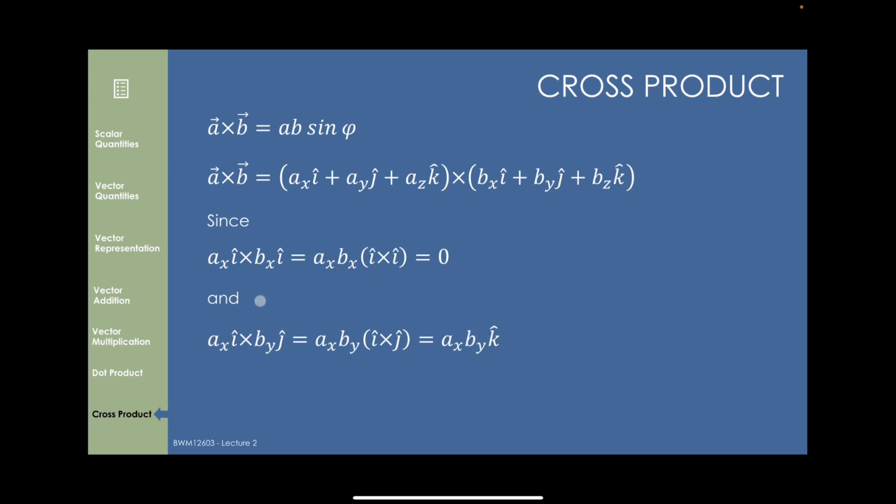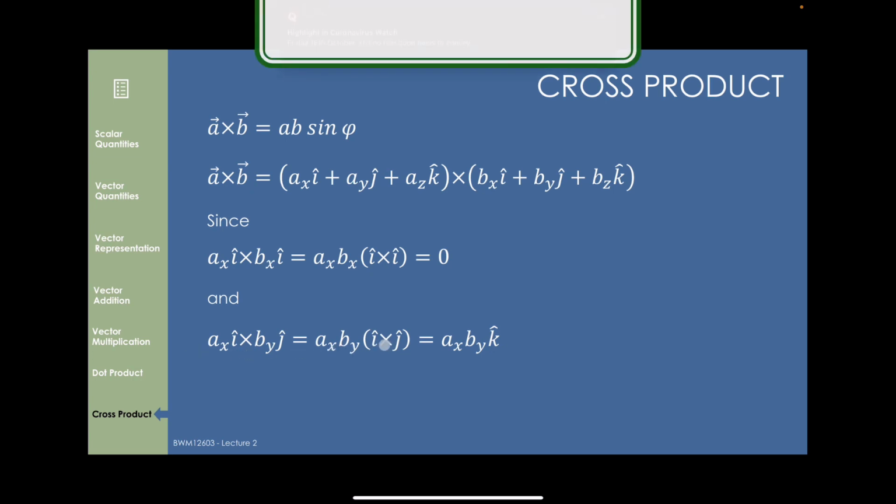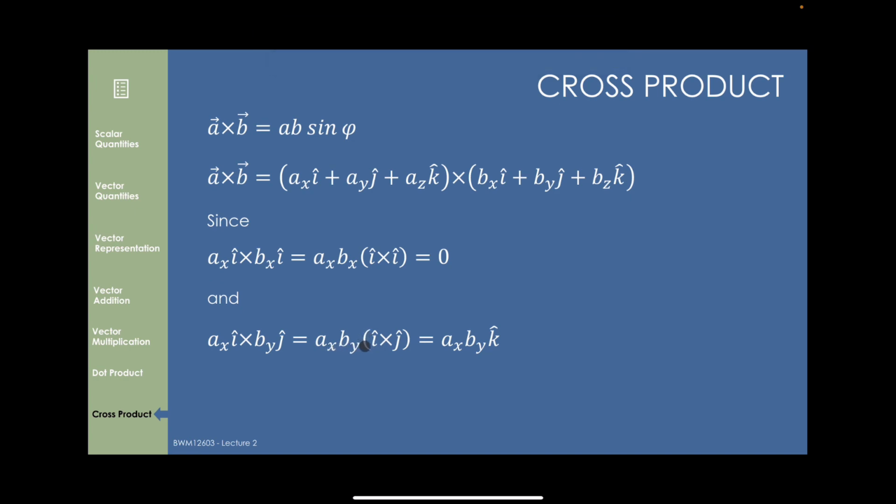So for example, one term from these is ax i cross by j. So this component is along x-axis and this component is along y-axis, right? So we can write it like this: the magnitudes outside and vectors inside. So ax times by in the bracket, the vectors are being cross product. So the cross product of i and j should be equal to the product of their magnitudes.